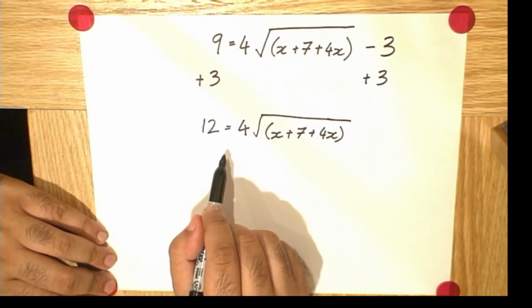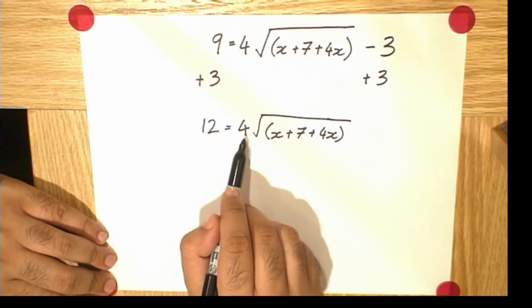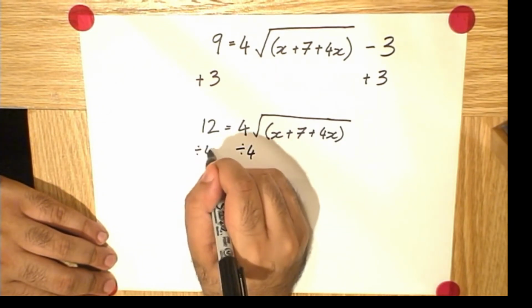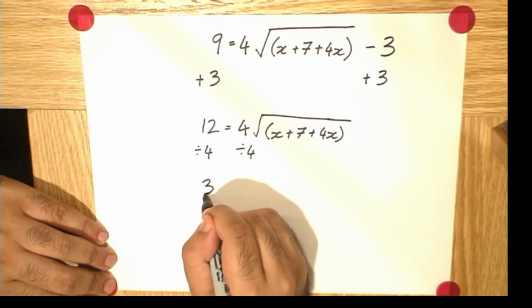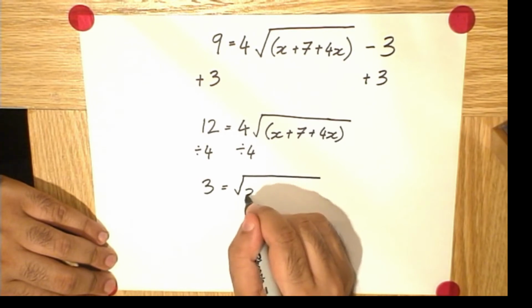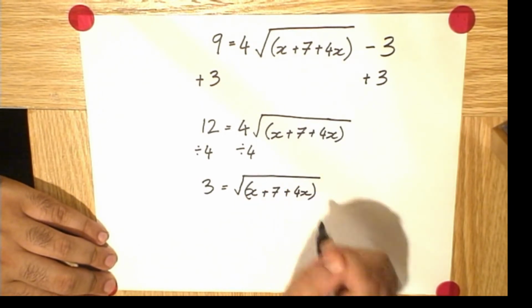Now, the next thing that is required for the isolation is to undo any multiplications and divisions. That would be the second last step in PEMDAS. So, since the right side is multiplied by 4, I need to divide both sides by 4. That will give me 3 is equal to square root of x plus 7 plus 4x.